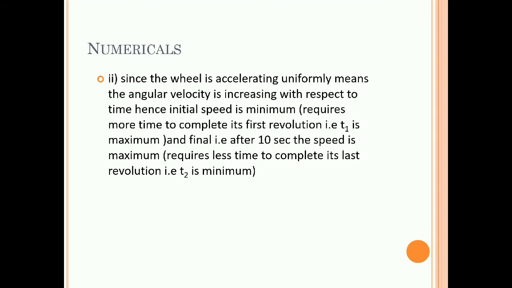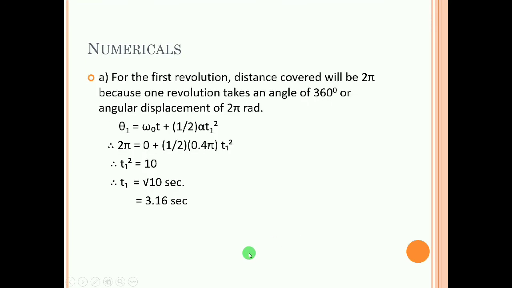So if we are taking the time interval for the first revolution as t1, we can write the expression for the t1 value. For the first revolution, the distance covered will be 2 pi, that is 360 degrees. So writing the equation for the first revolution, theta 1 equals omega 0 t plus 1 by 2 alpha t1 square. Theta 1 we are putting as 2 pi, omega 0 is 0, so multiplying by t it becomes 0, 1 by 2 as it is, alpha we calculated as 0.4 pi, and t1 square we want to calculate here for the first revolution, right?